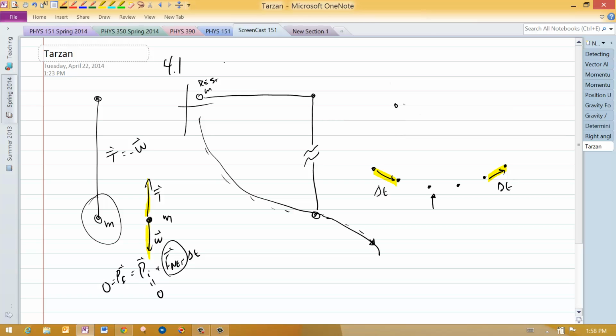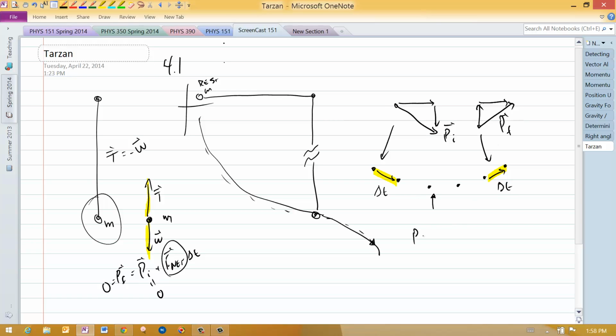So I've got an initial momentum, looks like so. Tarzan is moving to the side, but he's also moving downwards at that time. The final momentum looks like so. Tarzan is moving to the side, he's still moving to the side, but he's now moving upwards. That's this time. That's P final.